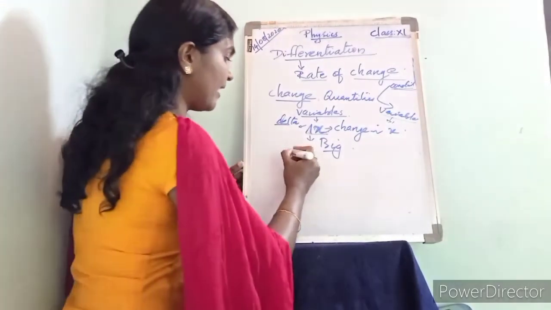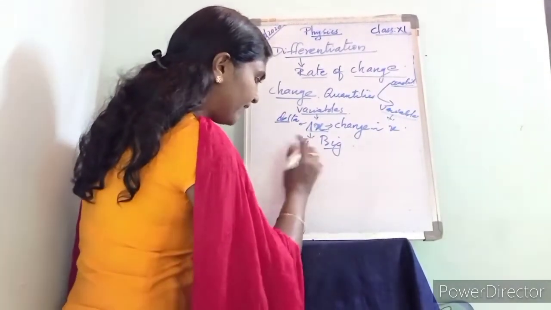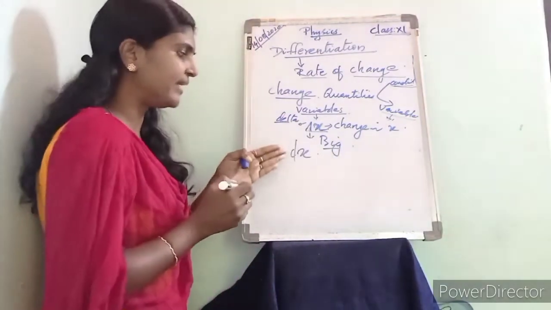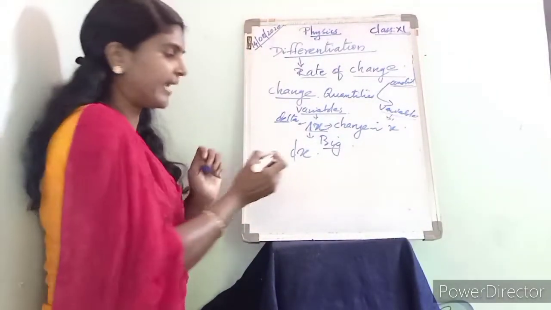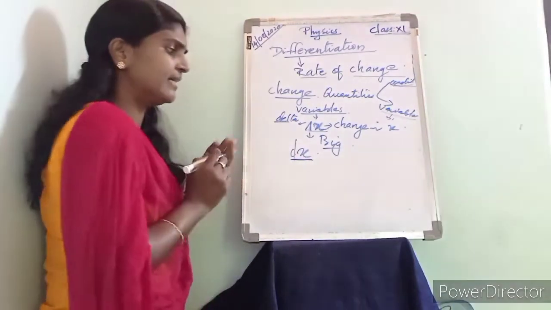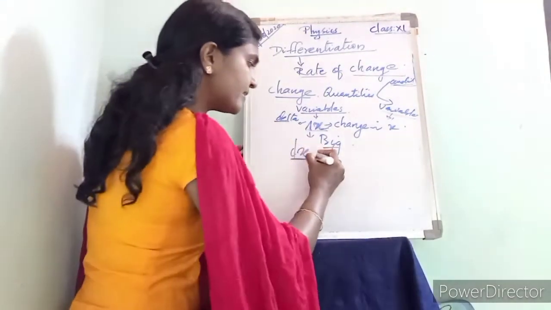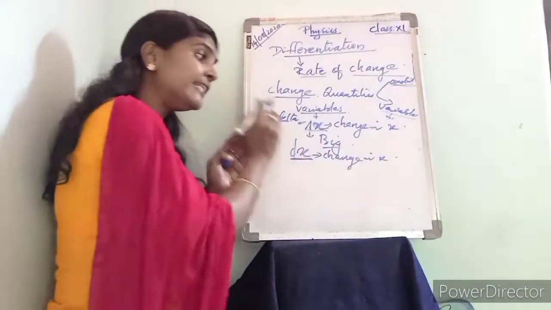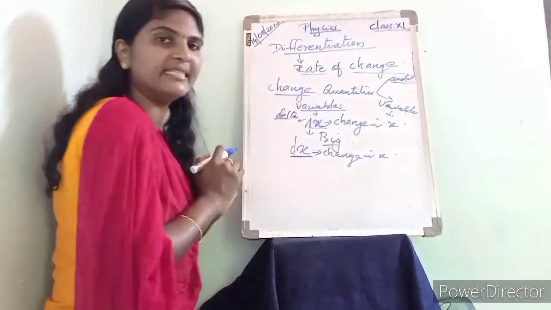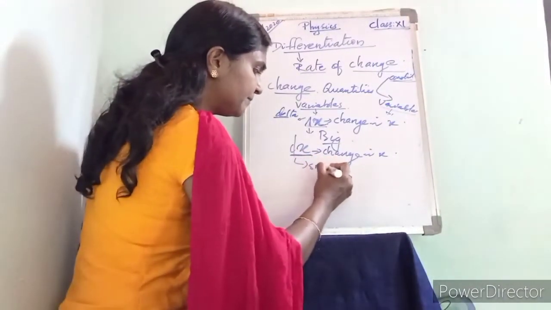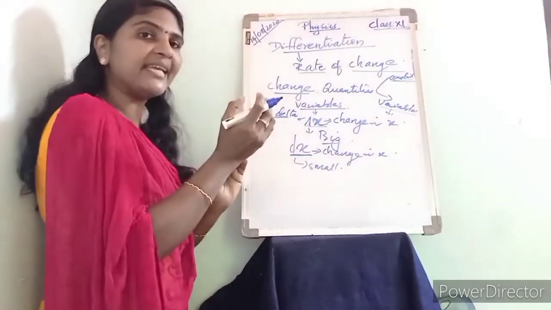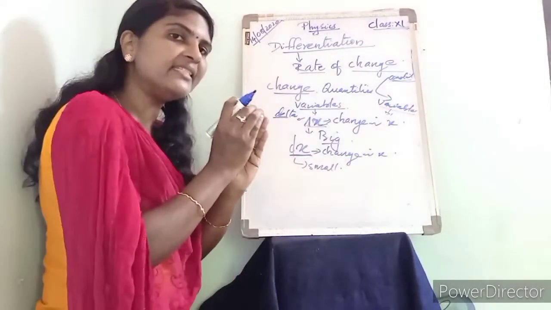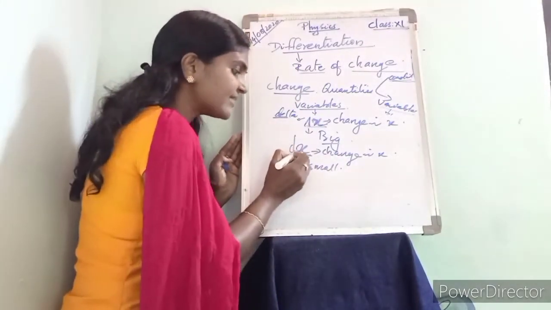We can represent it in another way: before x we can put d, so we have dx, read as d of x. It is also change in x. What kind of change? It is a small change. A big change in the variable x is represented as delta x, and a small change in x is represented as dx.